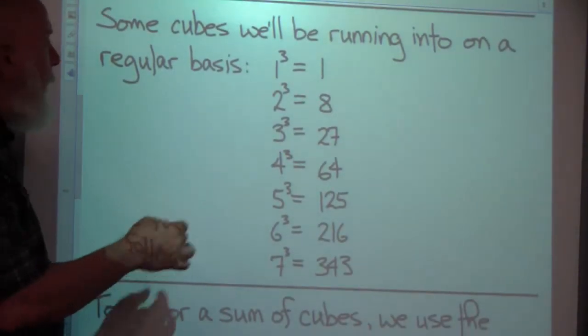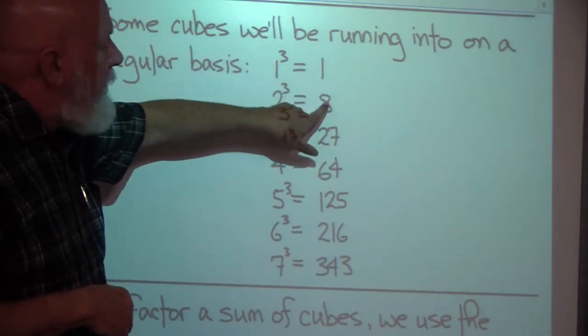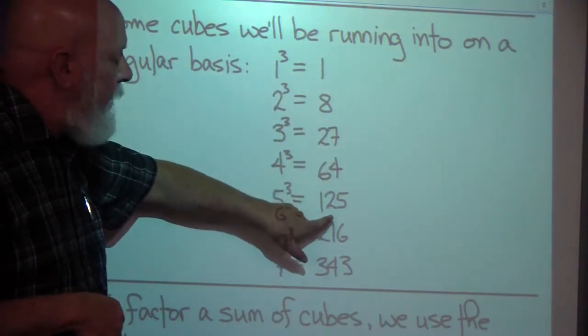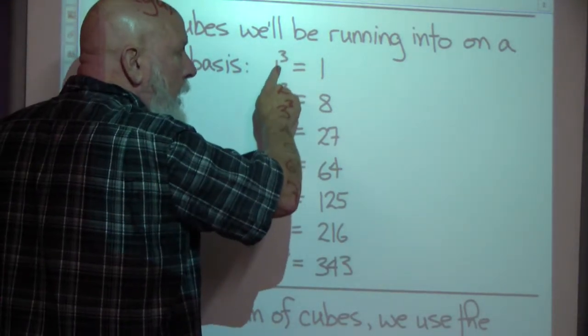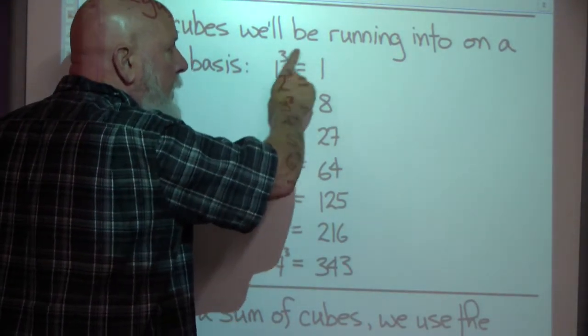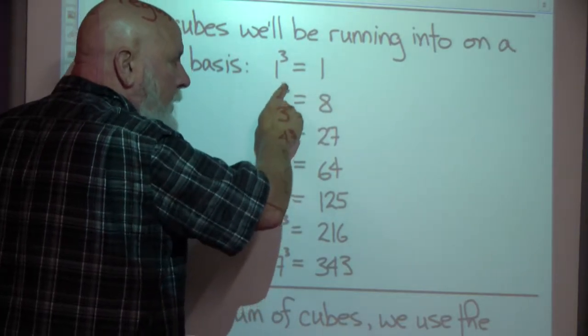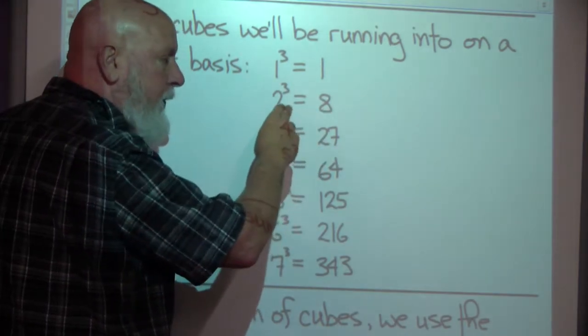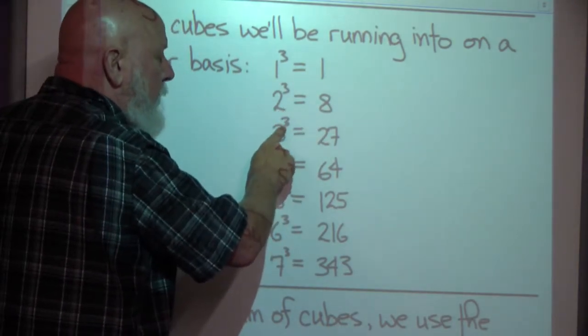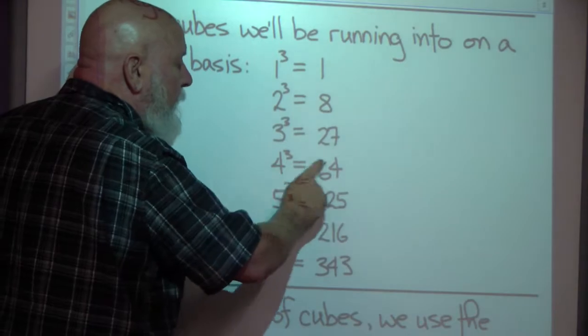Some cubes we'll be running into on a regular basis are these numbers right here. These numbers are perfect cubes because you can multiply something by itself 3 times. 1 times 1 times 1 is 1. 2 times 2 times 2, that's what 2 to the 3rd power means. 2 times 2 is 4 times 2 is 8. 3 times 3 times 3 is 27, and so forth.